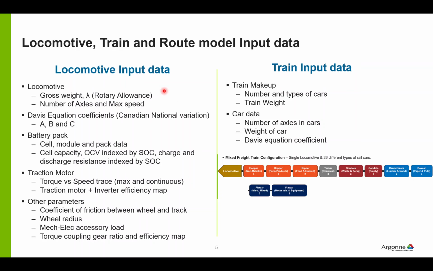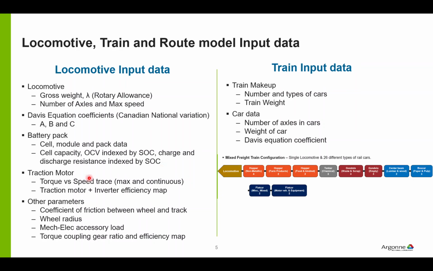In terms of locomotive inputs, we need the gross weight of the locomotive, number of axles, max speed, the power of the locomotive, and the Davis equation coefficients for the locomotive. Since we are focusing on the battery electric locomotive, you need some cell, module and pack level information: the cell capacity, the open circuit voltage with respect to SOC, and the charge and discharge resistance with respect to SOC.